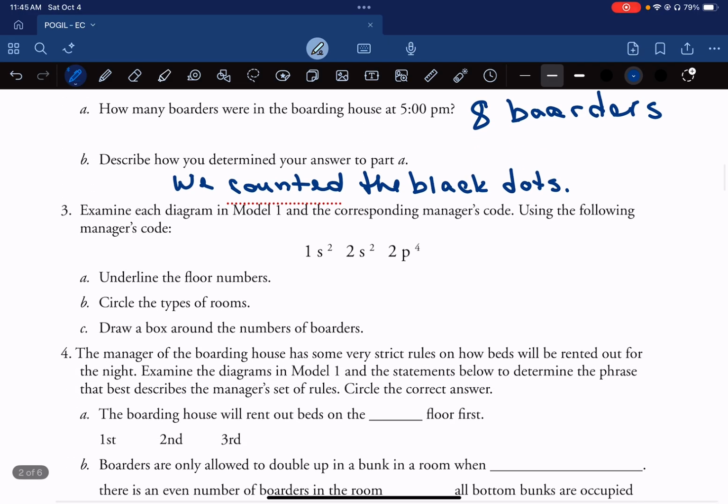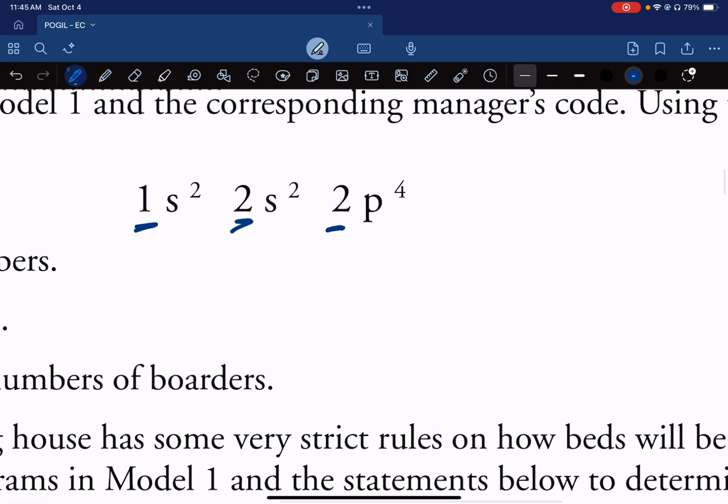It says examine each diagram in Model 1 and the corresponding manager's code. Using the following manager's code, underline the floor numbers, circle the types of rooms, and then draw a box around the numbers of boarders. All right, so we're underlining our floor numbers first. So this is floor 1, floor 2, and then again floor 2. We're going to circle the types of rooms. So this was our sunny room, and pink room.